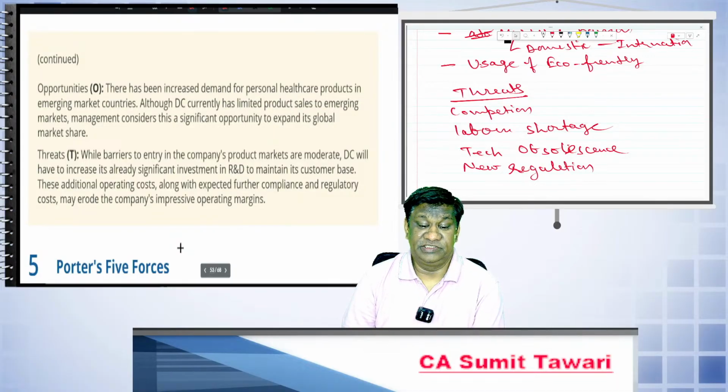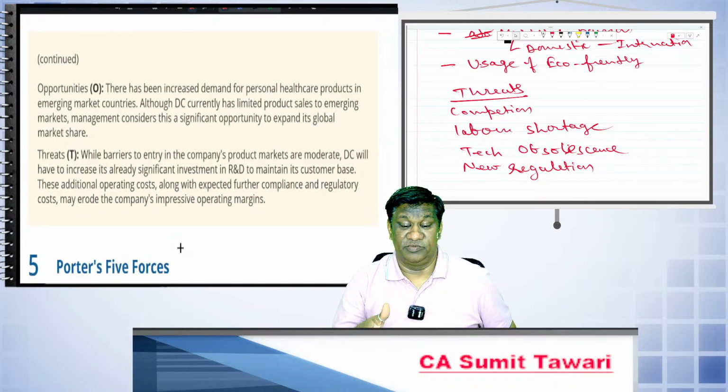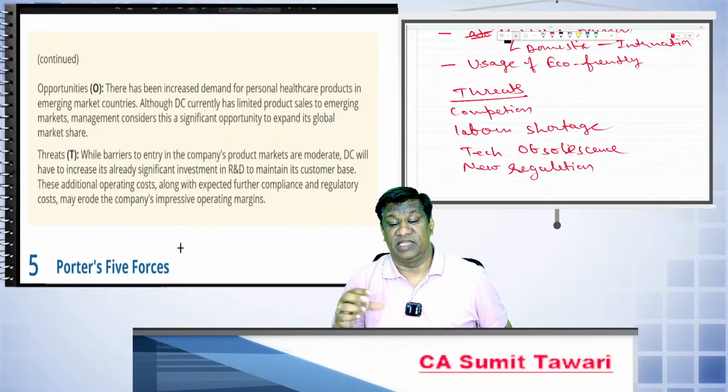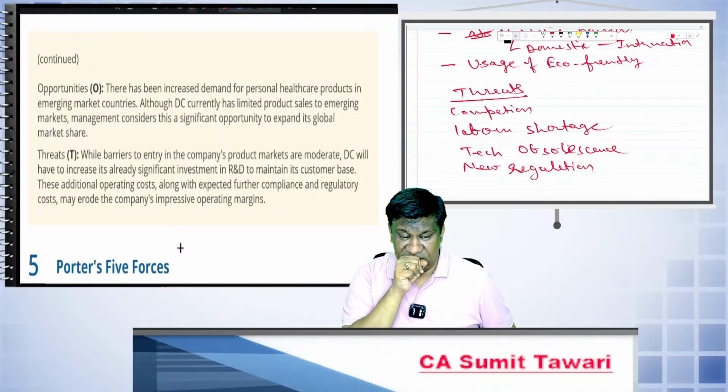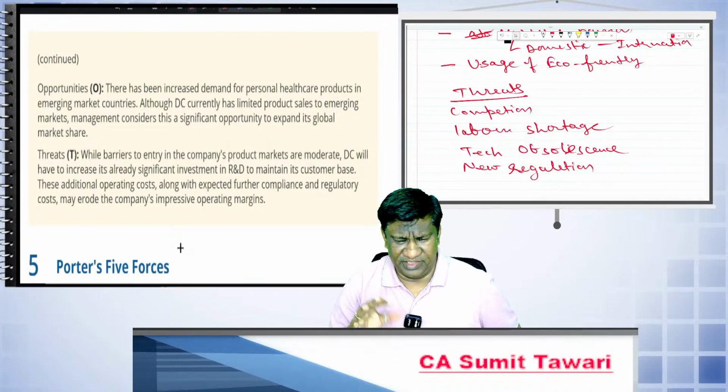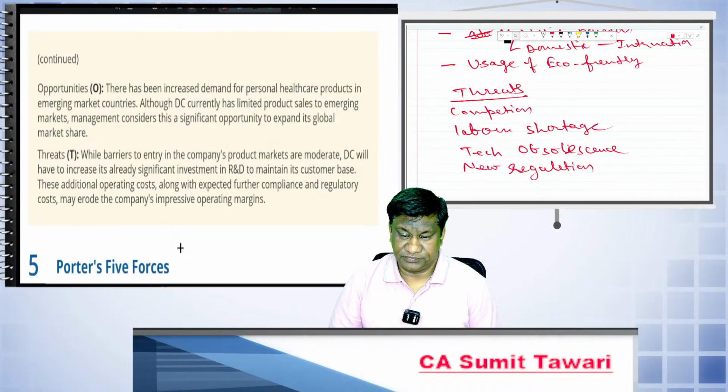Then opportunities: there has been increased demand for personal healthcare products in emerging market countries. Although DC currently has limited product sales to emerging markets, management considers this a significant opportunity. So if you are operating in a domestic market and you get a license to expand your business in the international market, then this is an opportunity.